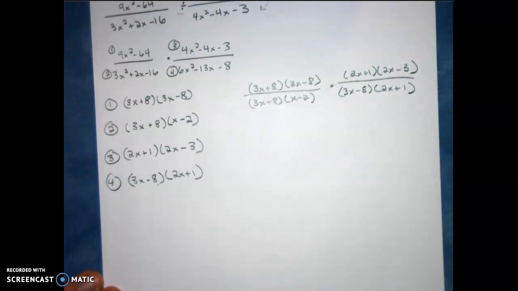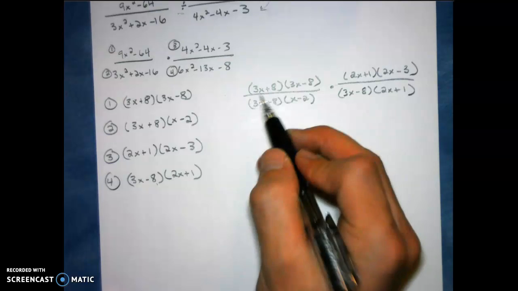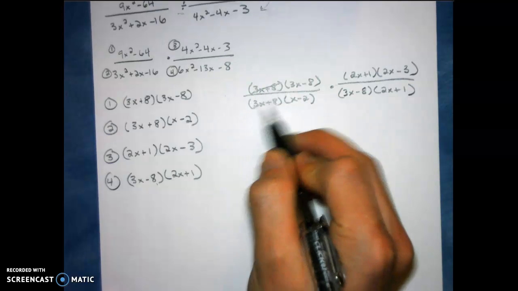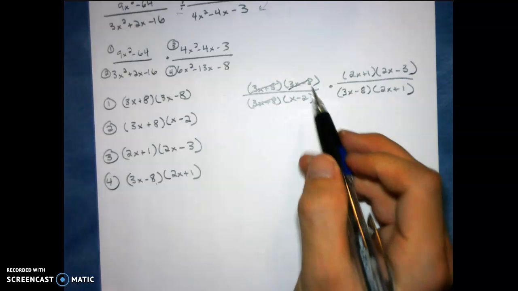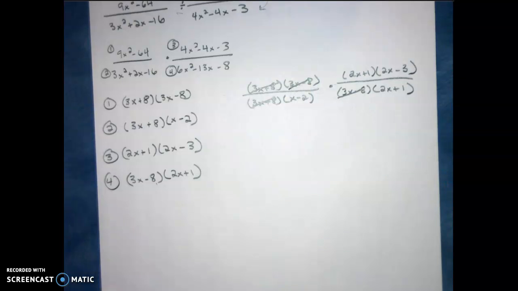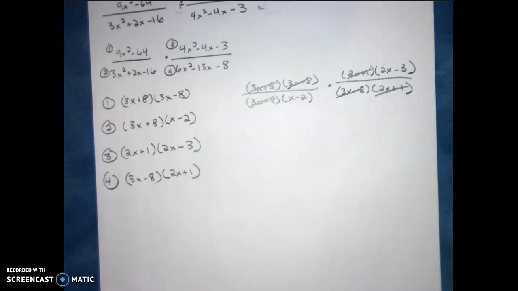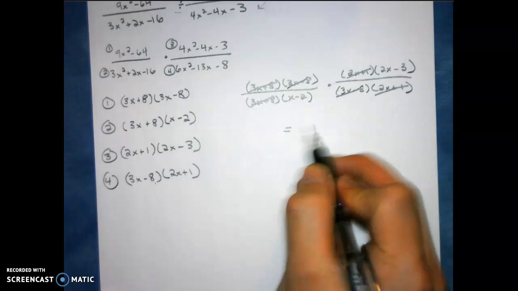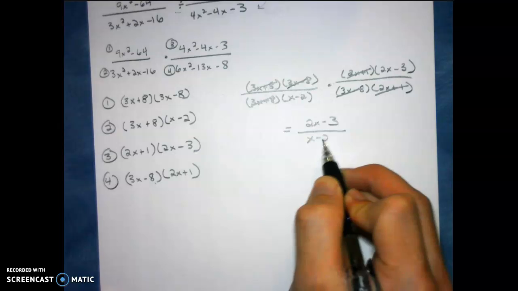All right, now we look for things to cancel. Remember, we can only cancel if one's in the numerator and one's in the denominator. So I'll start with these 3x plus 8s. Cancel those. Then I'm going to go to this 3x minus 8. Cancel those. Then the 2x plus 1s cancel. Then we're left with 2x minus 3 over x minus 2.